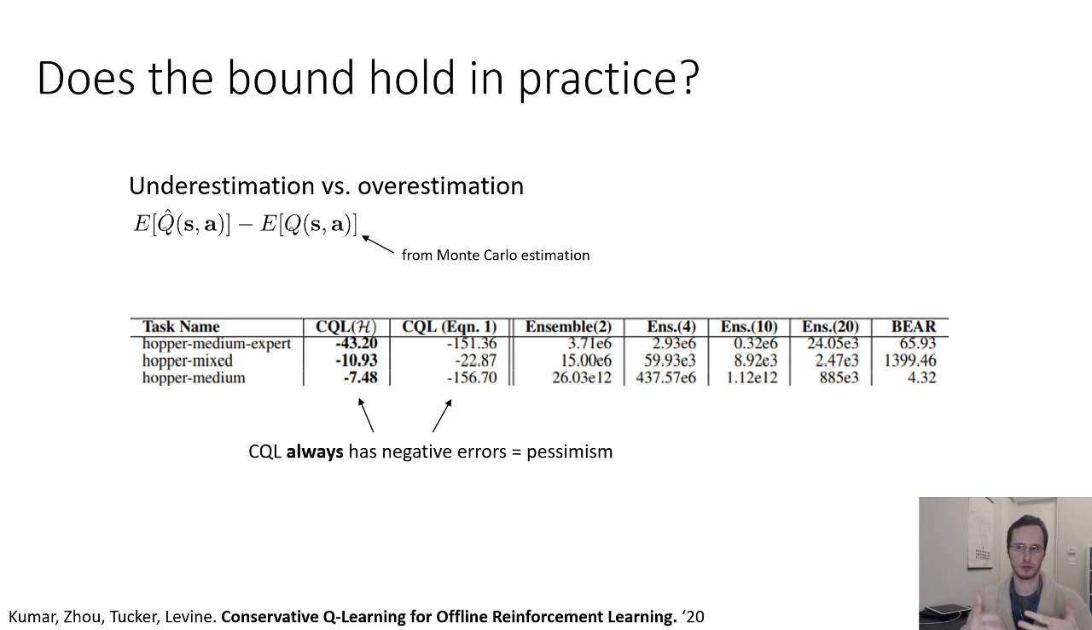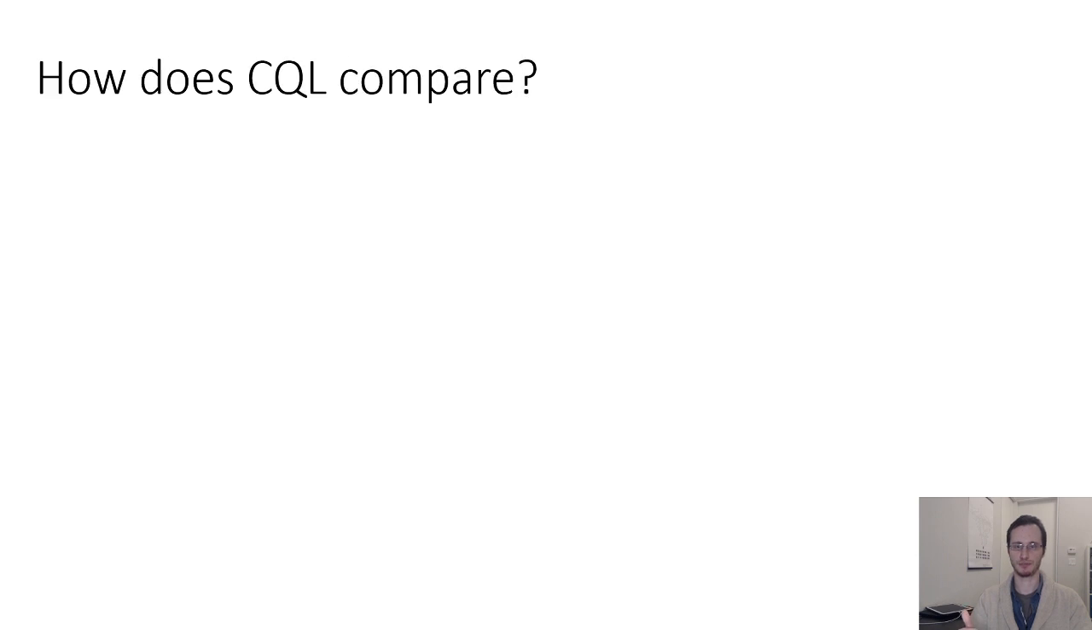The true Q values are on the order of a few thousand, so errors of -10 or -40 means that we're getting very accurate Q values. Prior methods based on ensembles and other prior offline RL methods generally overestimate massively. They have wild optimism. So we're doing a lot better with CQL.